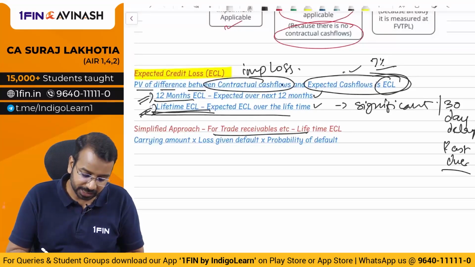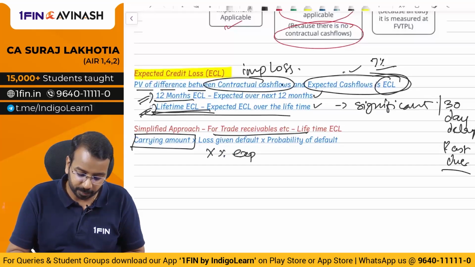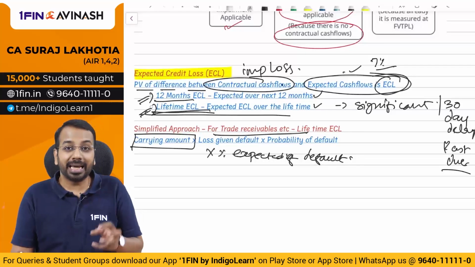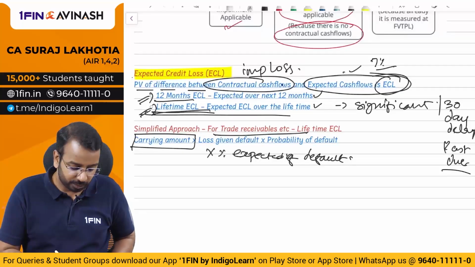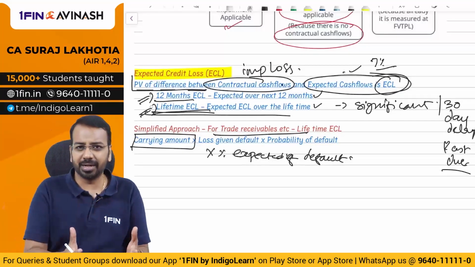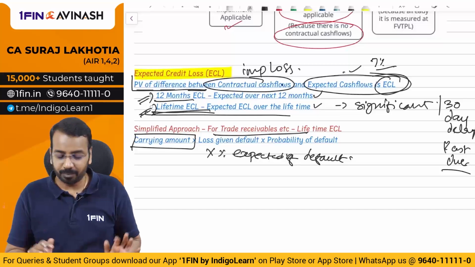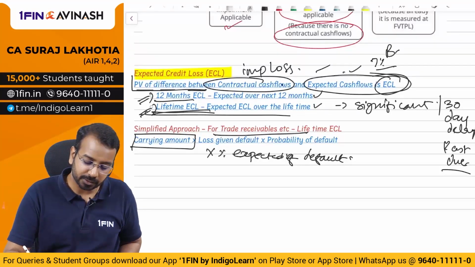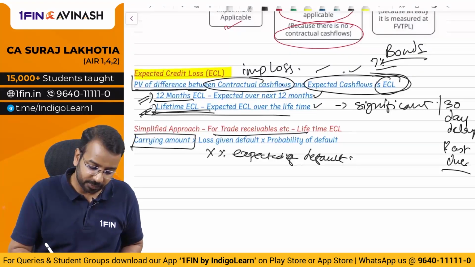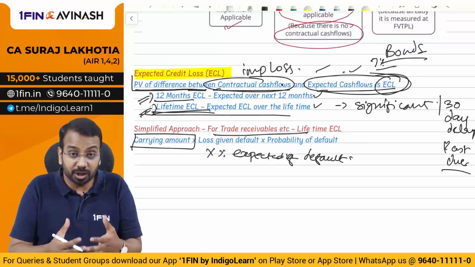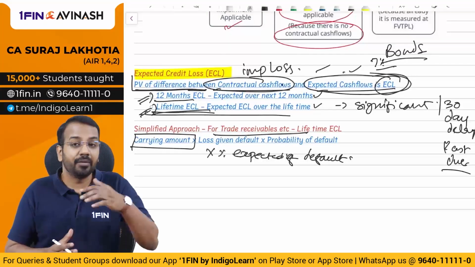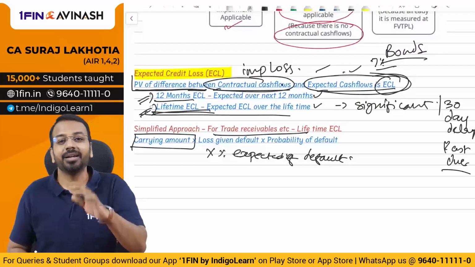For trade receivables, we can directly calculate the amount multiplied by percentage expected of default. So for trade receivable, like we do provision for bad debt, 2%, 3%, 5%, we can directly do that. No need to calculate present value, because in case of trade receivable, they will make lump sum payments generally. But for other things, let us say like bonds, we can calculate present value of difference between contractual cash flows and expected cash flows. If there is a significant deterioration, the debtor has not paid beyond 30 days, we have to calculate lifetime expected credit loss.